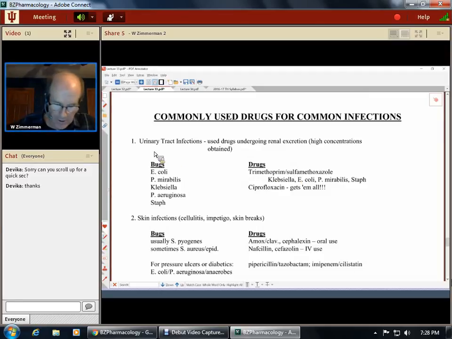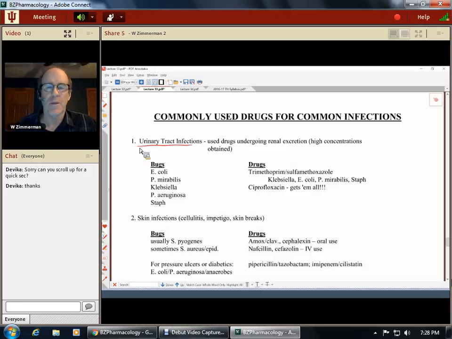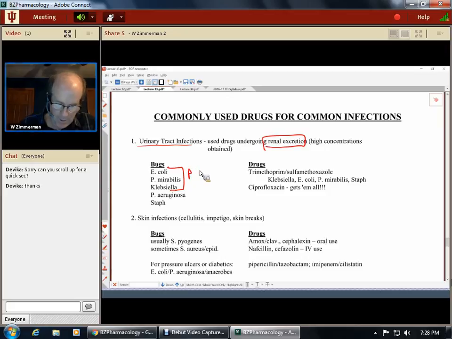So, looking at the urinary tract, and these are commonly used drugs for common infections. But for UTIs, you need a drug that undergoes renal excretion. And what are the bugs that normally cause it? E. coli, Proteus, Klebsiella, Pseudomonas, maybe some staph. Notice these first 3: Proteus, E. coli, Klebsiella. That could be a first-generation cephalosporin.